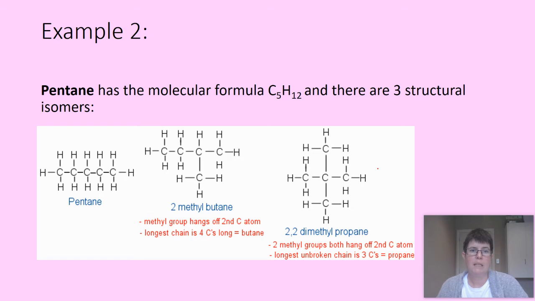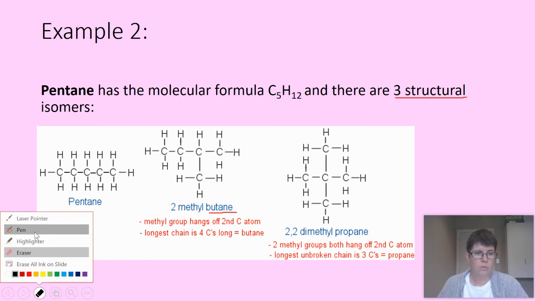Example 2. Pentane has the molecular formula C5H12, and there are 3 structural isomers. This would be pentane, 1, 2, 3, 4, 5, straight chain. However, the longest chain on this one is 1, 2, 3, 4, so it's butane. And the methyl group is attached to, so now I've numbered it from that end. We'll just write that out.